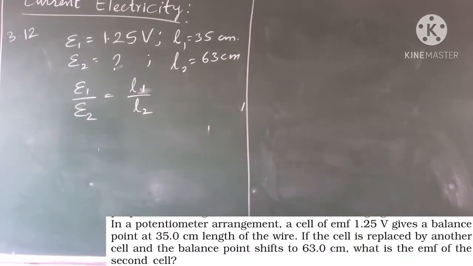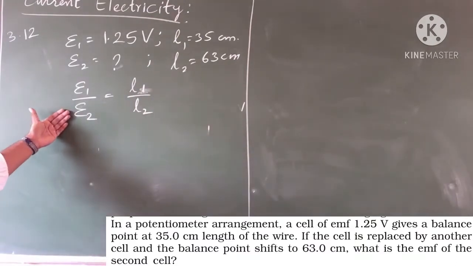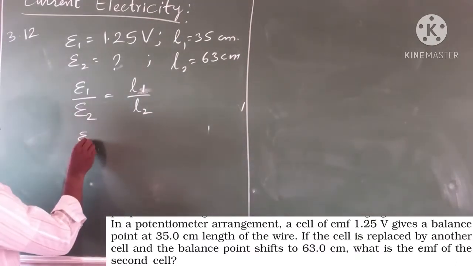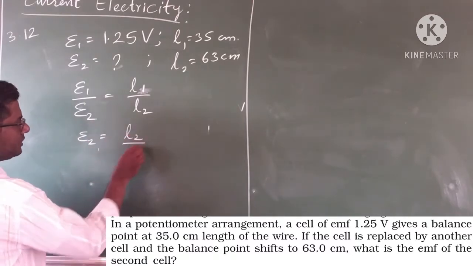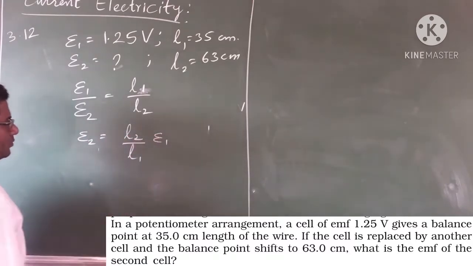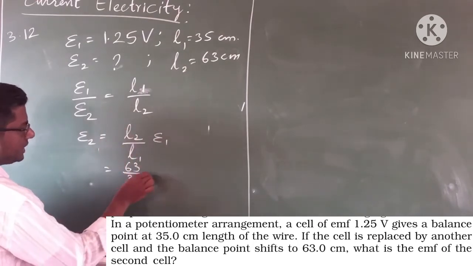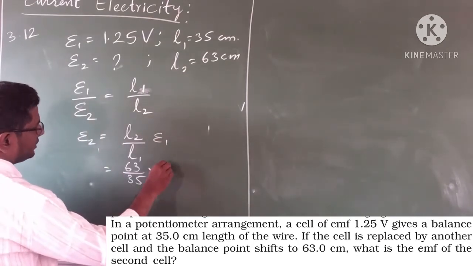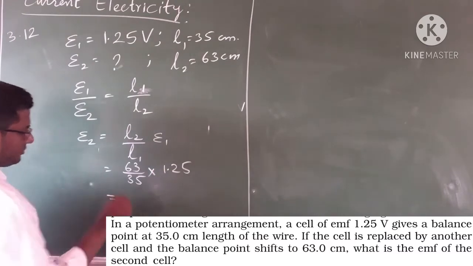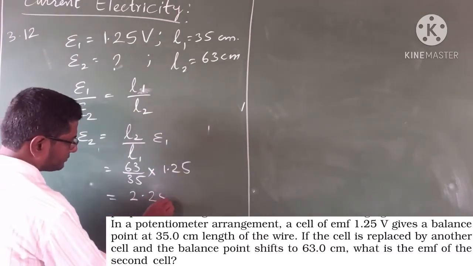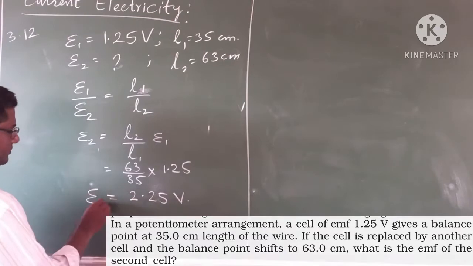So direct substitution. What we want here is epsilon 2. I will rearrange it for epsilon 2. It will be equal to L2 divided by L1 into epsilon 1. So L2 is 63, L1 is 35, into epsilon 1, which is 1.25 volt. So this is my answer.